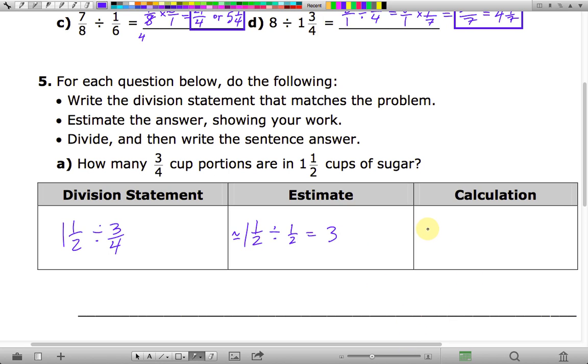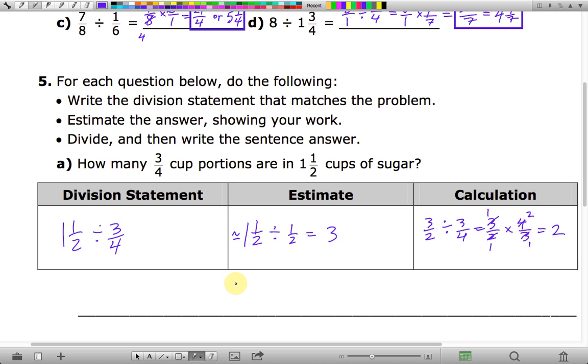To do the calculation, you would take 1 1/2 and write it as 3/2, and dividing by 3/4, what we can do is do 3/2 times 4/3, so flip, and then we can multiply, divide this by 3, divide that by 3, divide this by 2, divide this by 2. 1 times 2 is 2, 1 times 1 is 1, so 2/1 is 2. Final answer is 2.